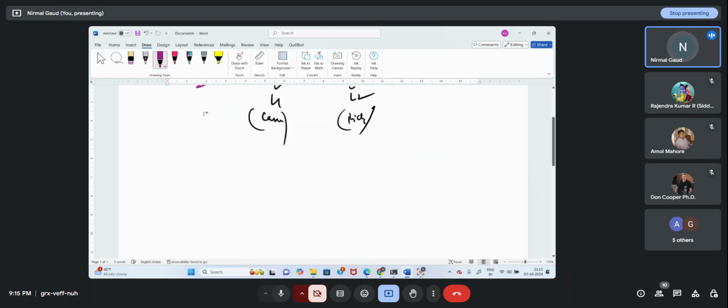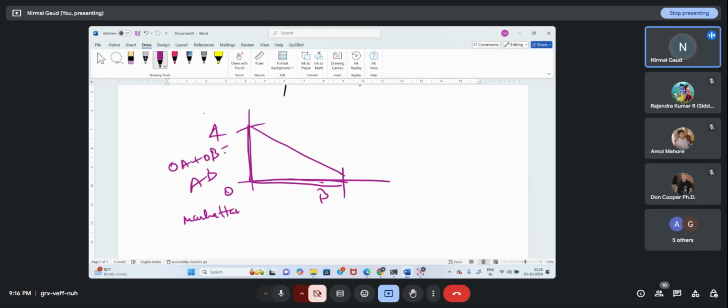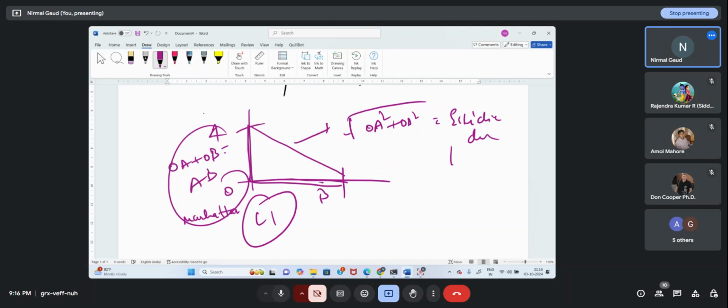And yesterday in class, I taught you this distance calculation, A, O, B. If you are going to reach from A to B, you have to take this path, that means OA plus OB to get AB. This is called Manhattan distance. And if you take the shortest path, that is the square root of OA squared plus OB squared, that is called Euclidean distance. This Manhattan is L1, Euclidean distance is L2.